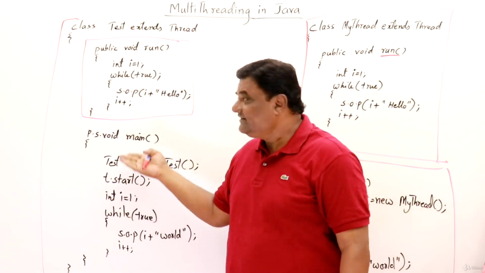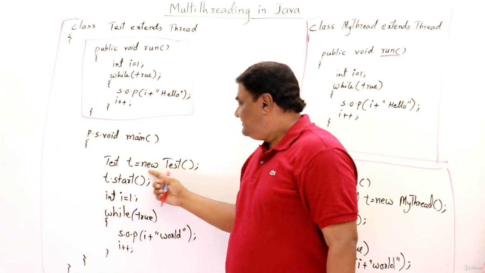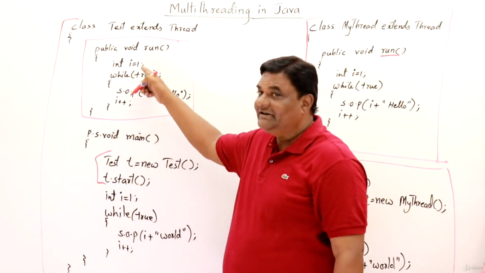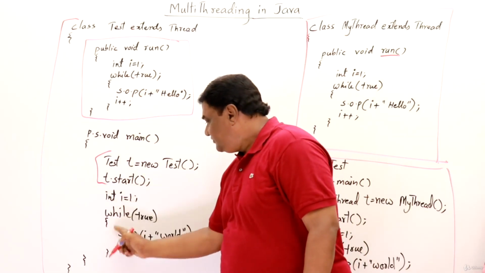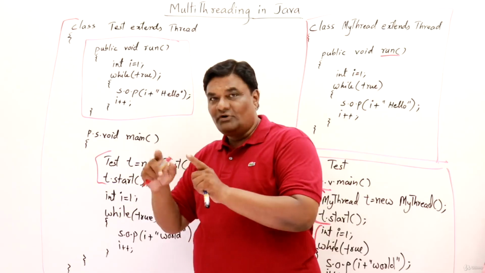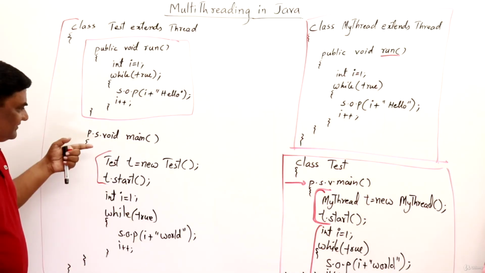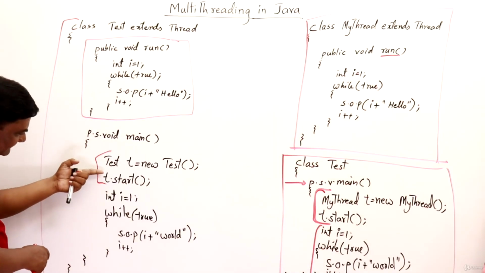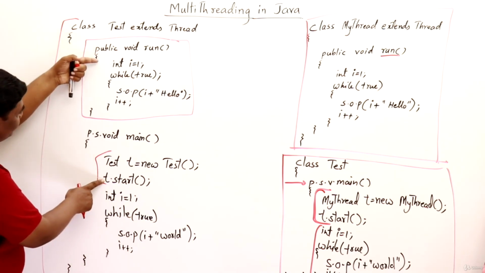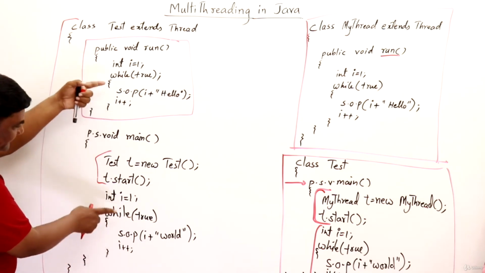So this is a thread. Yes, Test is a thread. Then t.start will start this run method. Followed by that, this is displaying world. So two flows of control will start from here. The main method starts and then it will call this start, so from here one more control flow. This will be executing and this will also be executing.